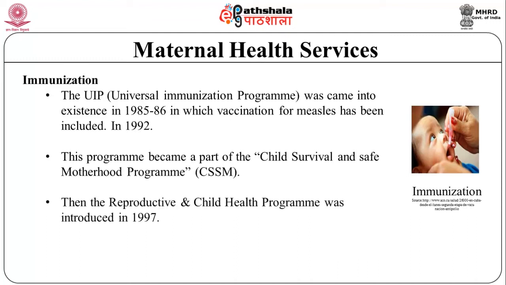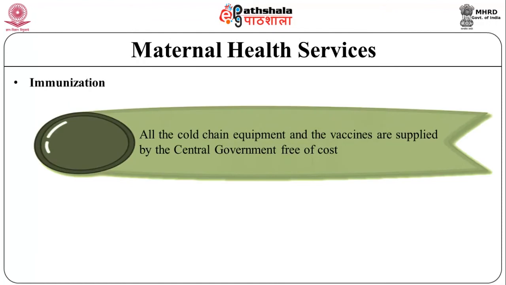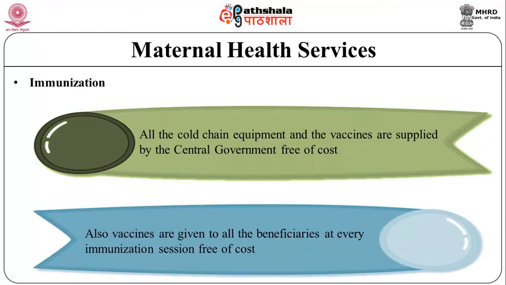Then the Reproductive and Child Health Program was introduced in 1997, which was targeted to cover all the pregnant women with tetanus immunization and also infants with primary immunization. All the cold chain equipment and the vaccines are supplied by the central government free of cost. Also, vaccines are given to all the beneficiaries at every immunization session free of cost.